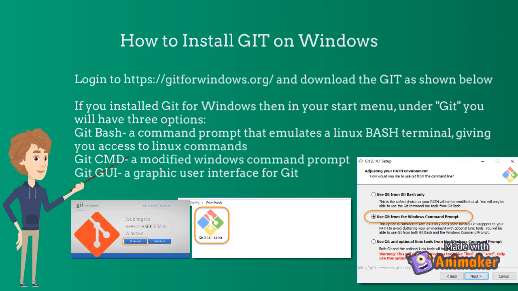Let's learn now how to install Git on Windows operating system. Log into https://git4windows.org/ and download Git as shown below. If you installed Git for Windows, then in your Start menu, under Git you will have 3 options. Git Bash, a command prompt that emulates a Linux bash terminal, giving you access to Linux commands. Git CMD, a modified Windows command prompt. Git GUI, a graphic user interface for Git.